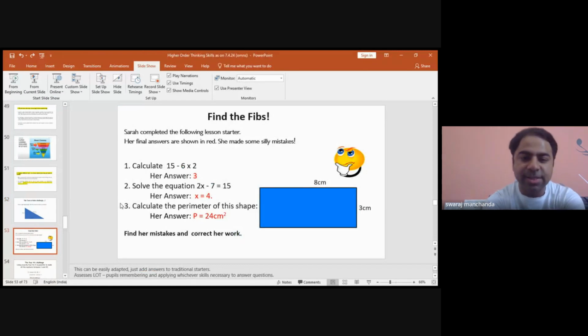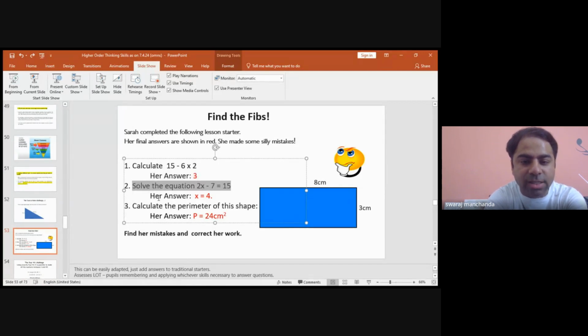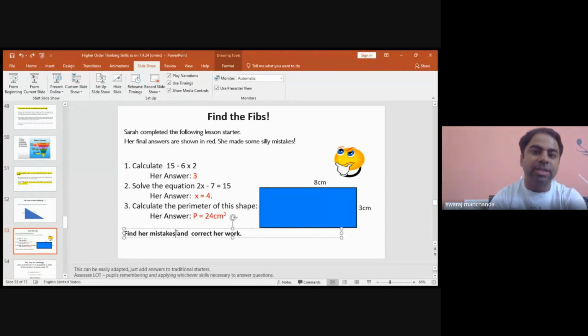This is another exercise. Give them a case study. Sarah completed the following lesson starter. Her final answers are shown in red. She has made some mistakes. Calculate 15 minus 6 into 2. She was given this board mass problem. Answer 3. She was asked to solve this linear equation in one variable. Answer 4. She was asked to find out the perimeter. Answer is 24. And this is the shape. Now you guys judge whether she has done it right or not. Find her mistakes and correct her work and correct the answers.